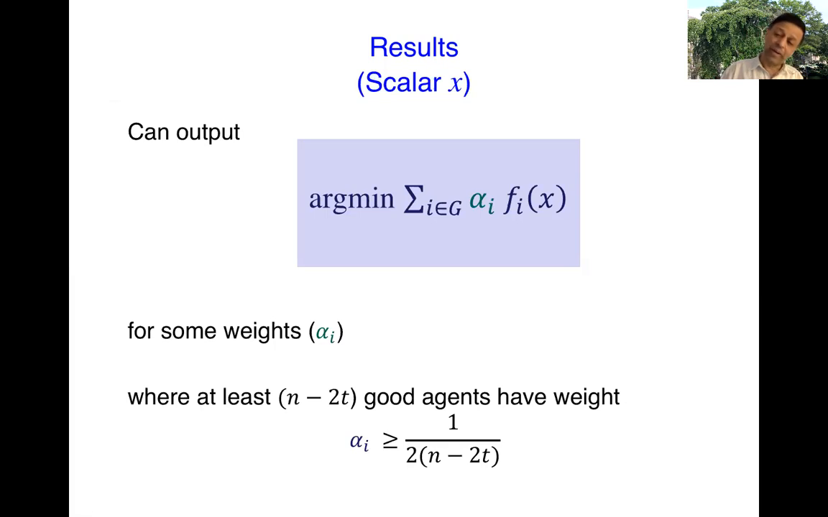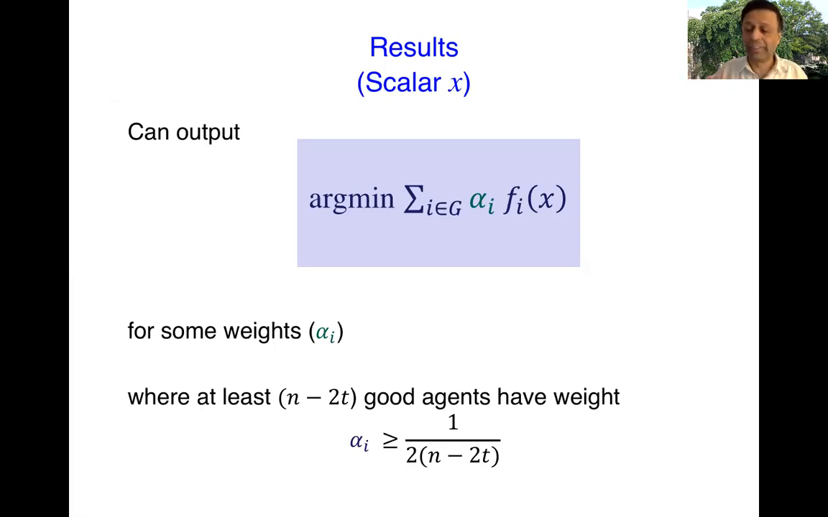But what about the other good agents? In general, there may be t bad agents in the worst case, and at least n minus t good agents. What about the other t good agents? It turns out that in the worst case, there could be t agents who get 0 weight, which is to say, there are t good agents in the worst case whose opinion, whose cost function, does not impact the decision of this particular algorithm that we have, that I've not told you about.